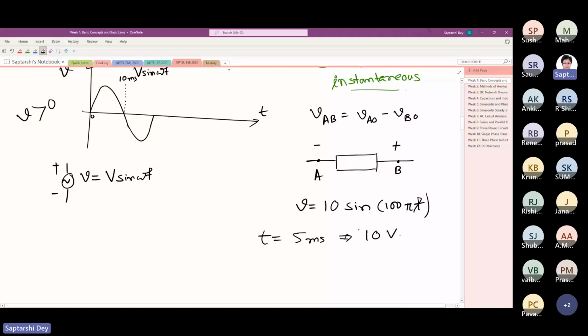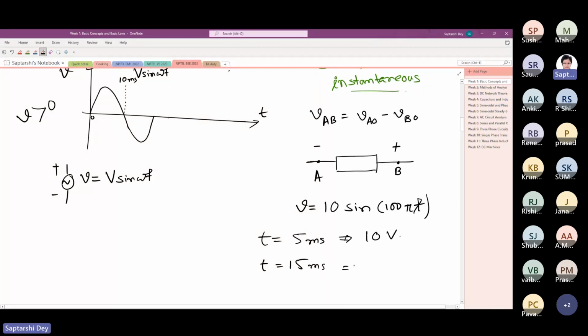Now the question is, where is this 10 volt? Who is at higher potential? If I write like this, B, then only we can say B is at higher potential. Now if I say at t equals 15 millisecond, it will be minus 10 volt.